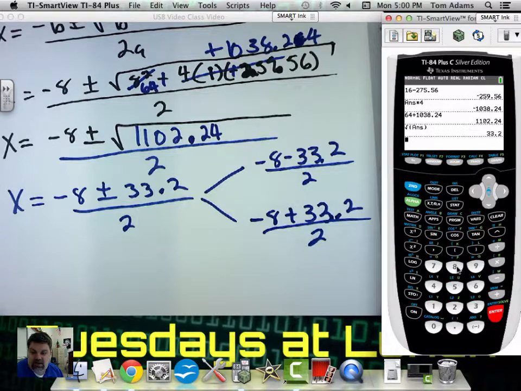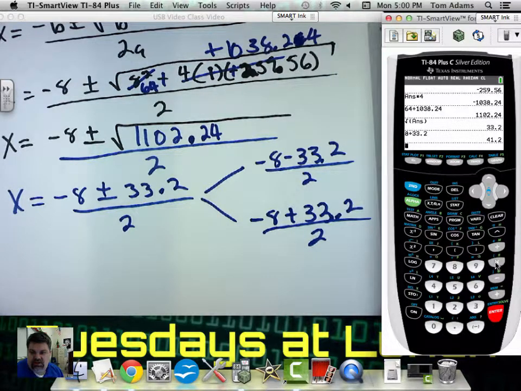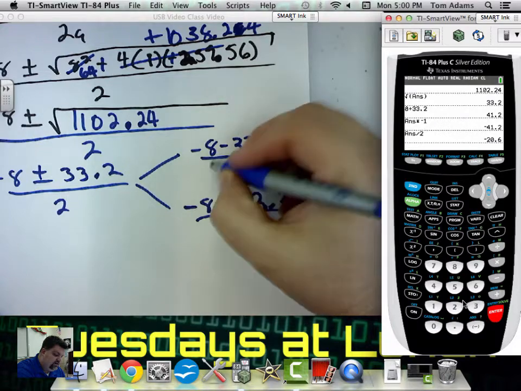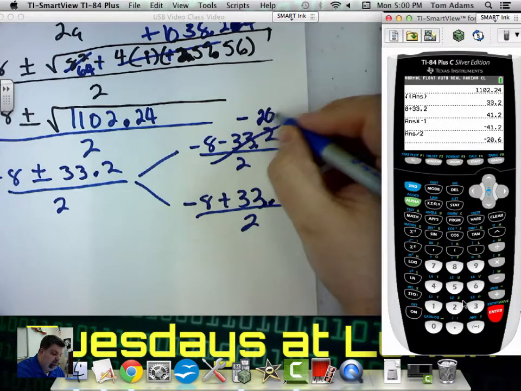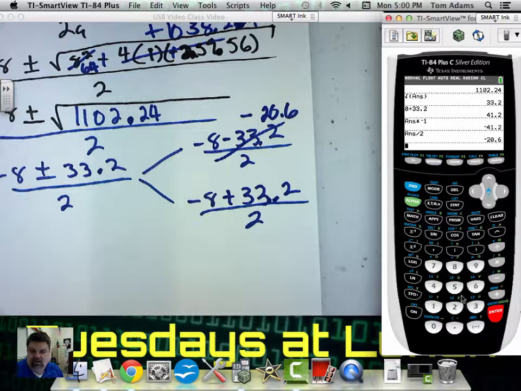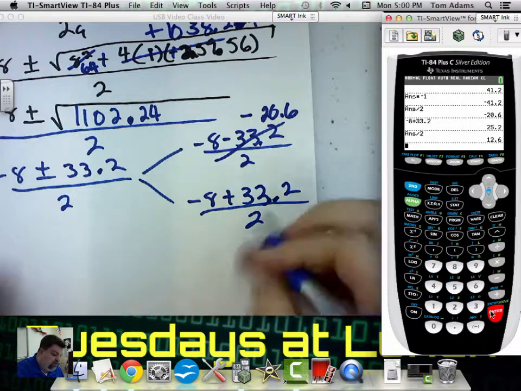So let's do the math. If I take 8 plus 33.2, oops, I forgot my negative sign, so I'm just going to multiply that by negative 1. So negative 41.2 divided by 2 is negative 20.6. And then on the bottom here, I've got negative 8 plus 33.2, and then divide by 2, 12.6.